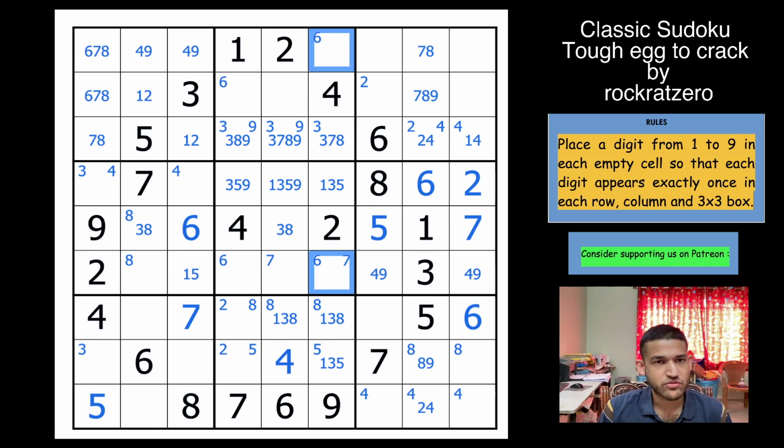Okay, we had 1, 2, 4 and a 3, 9 placed here, right? So these 3 cells would be 5, 6, 7, 8. This one has to be 5, 6 and 8. 7 can't go there.